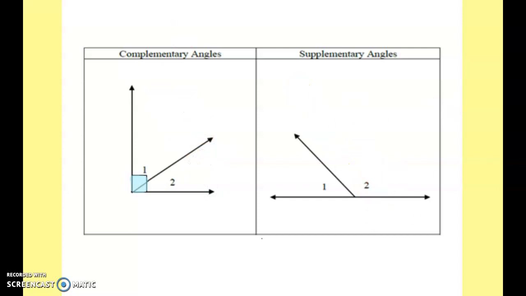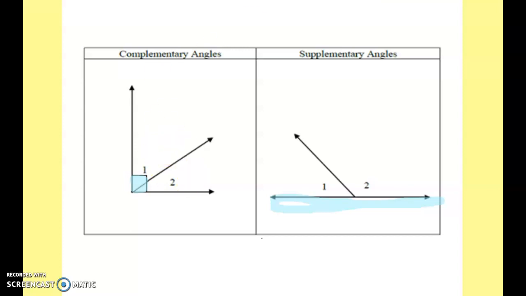Supplementary is our other type of angle relationship we're going to take a look at today, and its distinct feature is that when the angles are adjacent, or next to each other, they form a straight line. If you remember from the last topic that we looked at, straight lines are 180 degrees. So that's part of our definition for supplementary angles. Two angles that are added together and give you a sum of 180 degrees are supplementary angles.